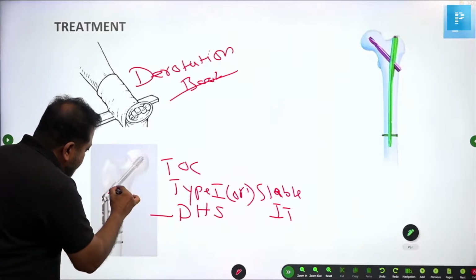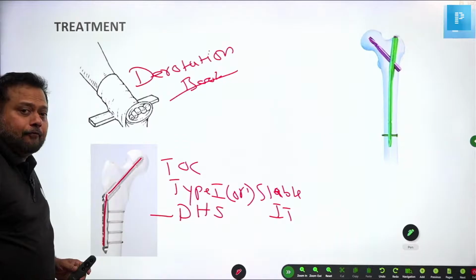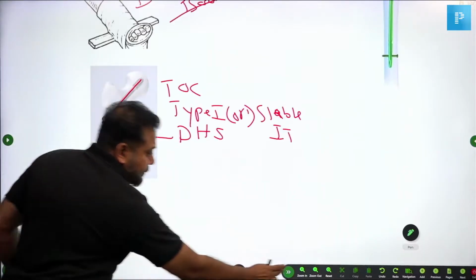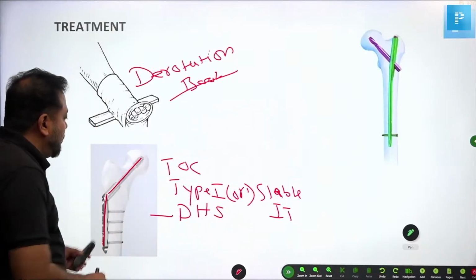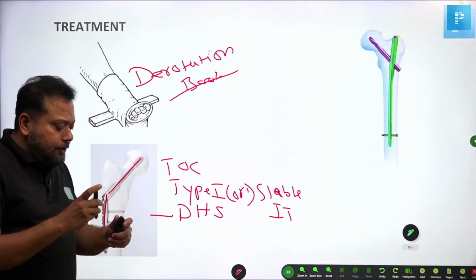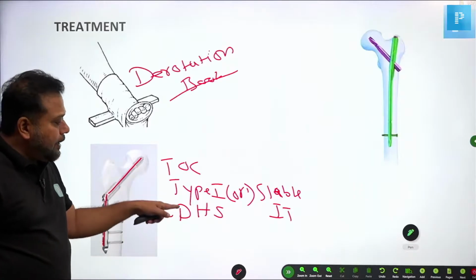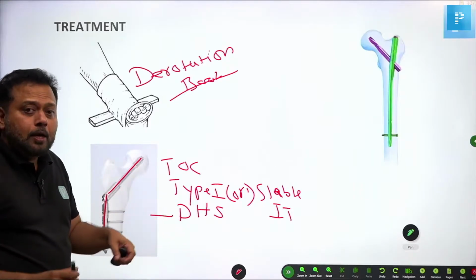One main screw is there in the neck and the head. Another plate is kept on the shaft of the femur and fixed. The main screw which is inside is sliding. So this dynamic hip screw is otherwise called sliding hip screw.